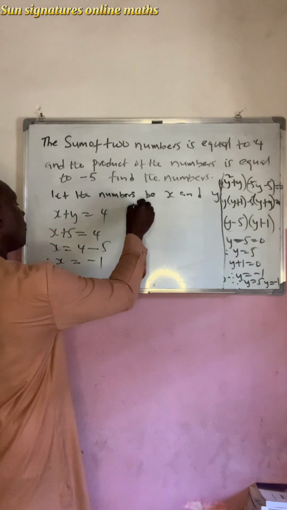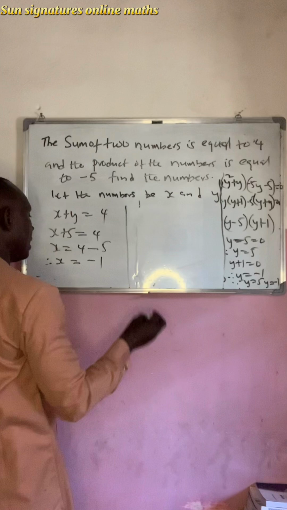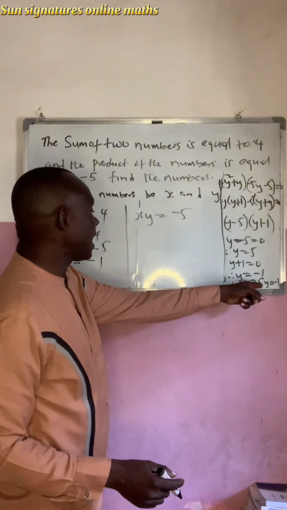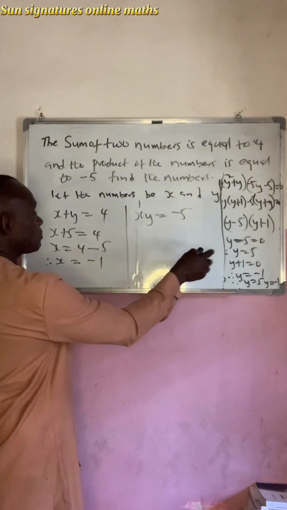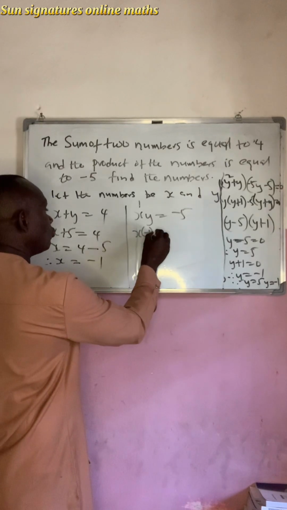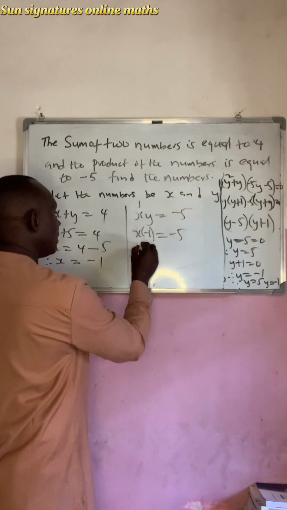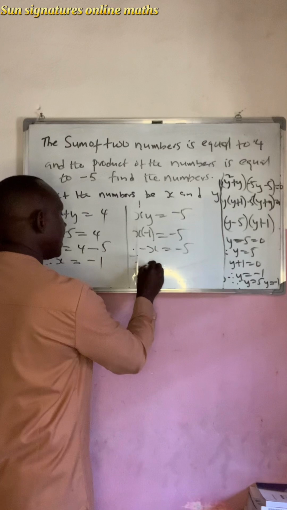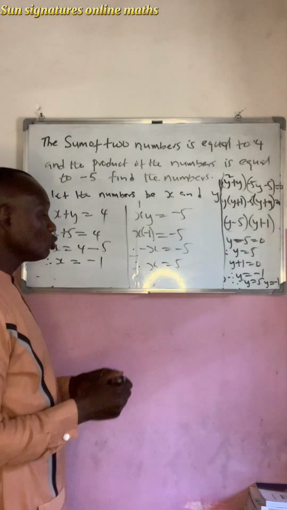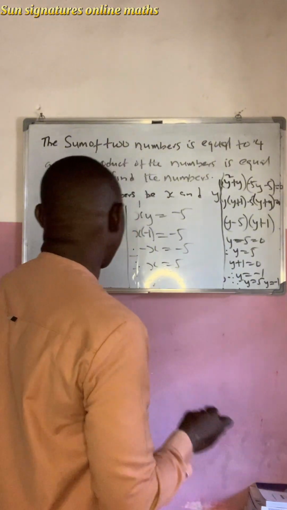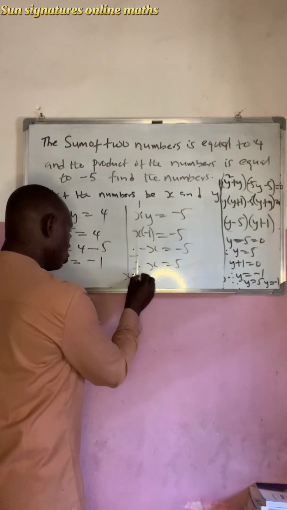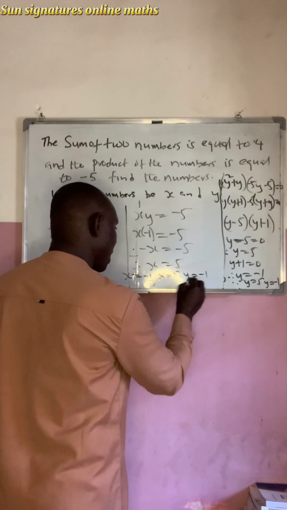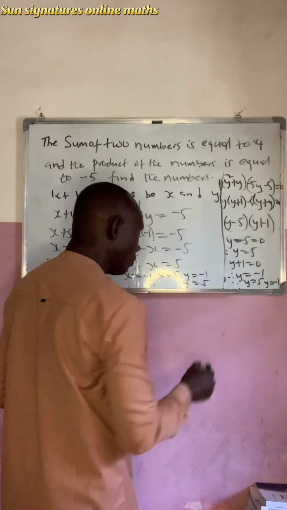Then, for the second value of x, xy is equal to minus 5. For the value of y, said y is equal to minus 1. So I can replace y as minus 1 here. So x into minus 1 will be equal to minus 5. Therefore, minus x is equal to minus 5. The negative sign cancels out each other. Therefore, x now is equal to 5. So the solutions for the two equations are x is equal to minus 1, x is equal to 5, y is equal to minus 1, and y is equal to 5.